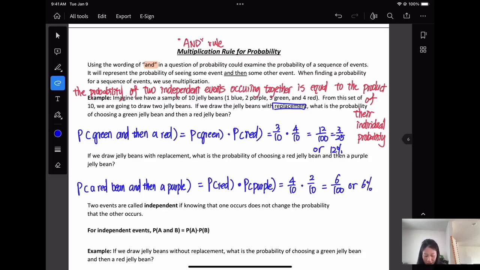Oh, sorry, it's 8, not addition. This is multiplication. It should be 8 out of 100 or 8%. When you simplify this, it should be 2 out of 25.